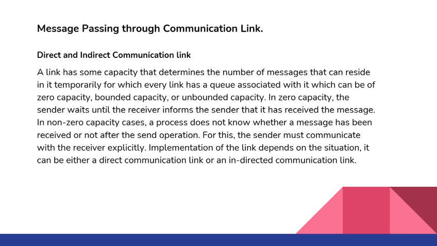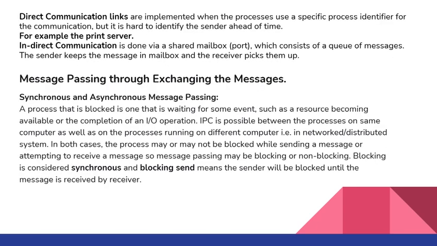After the send operation, the receiver must explicitly acknowledge; the implementation of a link depends upon the situation. It can be either a direct communication link or an indirect communication link. Direct communication links are implemented with processes using a specific process identifier for the communication, but it is hard to identify the sender ahead of time, for example, a print server. Indirect communication is done through a shared mailbox, which consists of a queue of messages. The sender keeps the messages in the mailbox and the receiver picks them up.